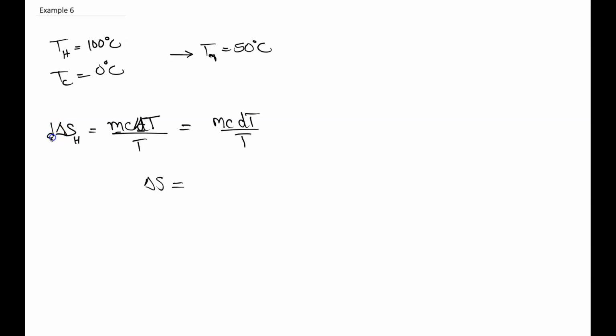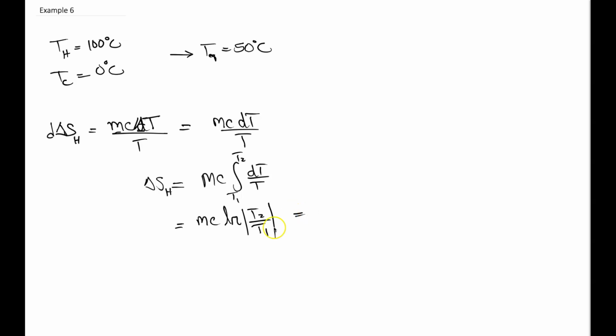I should have put a d over here. To find the total, we can integrate, and this will be MC integral of dT over T, right? We can take the MC out because they're constants with respect to time. And then we have the limits. For the high temperature, though, we have to keep in mind that it started at T1, and this is going to be natural log of T2 over T1, right?